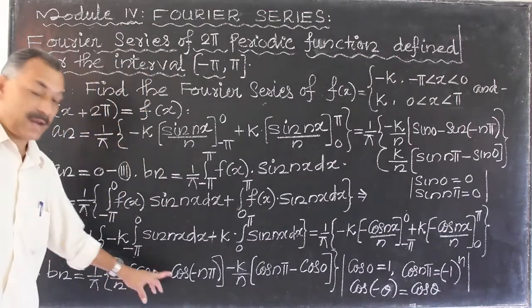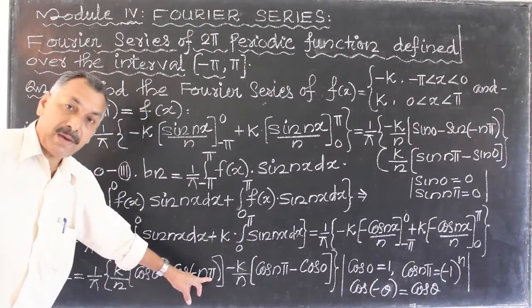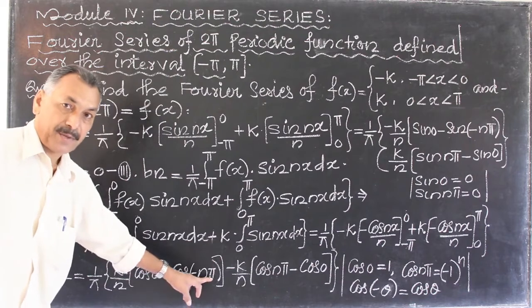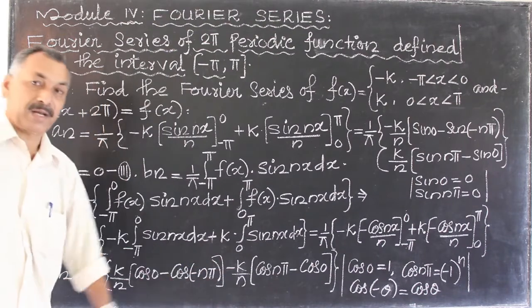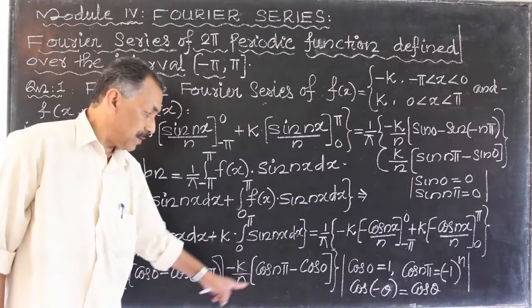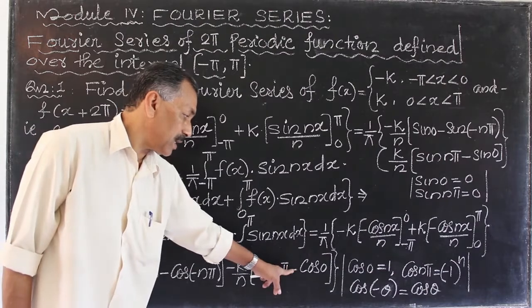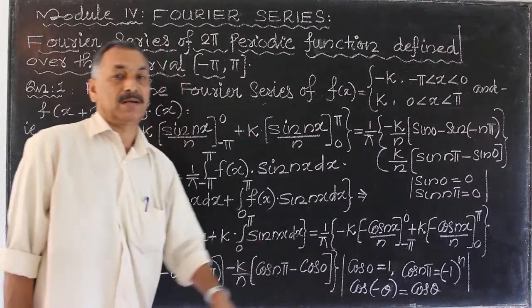Now, this cos minus n pi is equal to cos n pi, whose value is minus 1 raised to n. Minus k by n into cos n pi, minus 1 raised to n, minus cos 0, which is equal to 1.